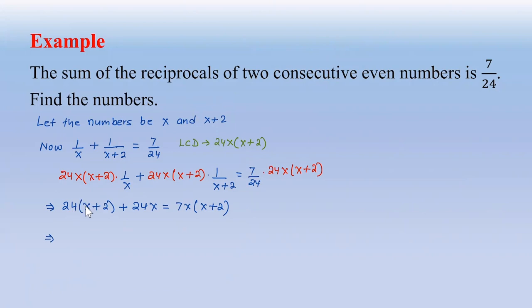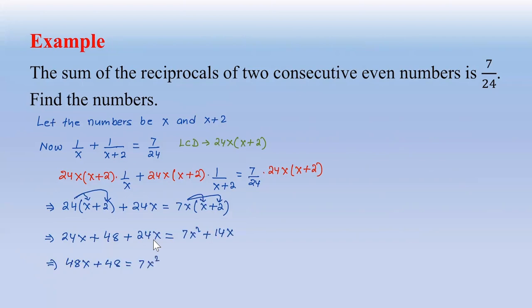In the first term, we distribute that 24. So 24 times x is 24x, and then 24 times 2 is 48. Plus we have a 24x there, equal to, on the right hand side, if we distribute that 7x, it will be 7x squared plus 7x times 2, which is 14x. So furthermore, we get 24x plus 24x, 48x, plus 48 equal to 7x squared plus 14x.